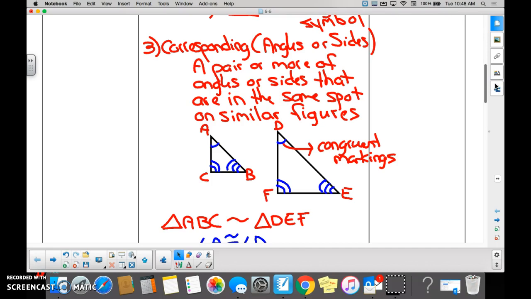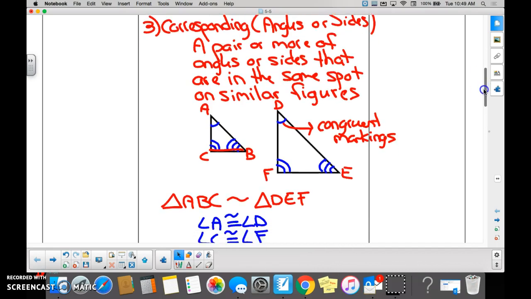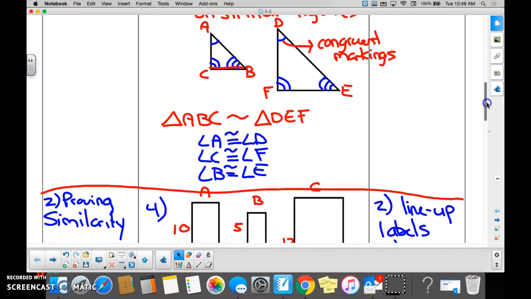Corresponding would be things that are lined up on the exact same side or in the exact same spot. So if we look at our two triangles here for number 3, A is corresponding to everybody? A is corresponding to? D. And we know that because we actually put congruent markings. C is corresponding to? F. Side CB corresponds to side EF. Could I also call it BF or BC and EF? Yeah, either one works.